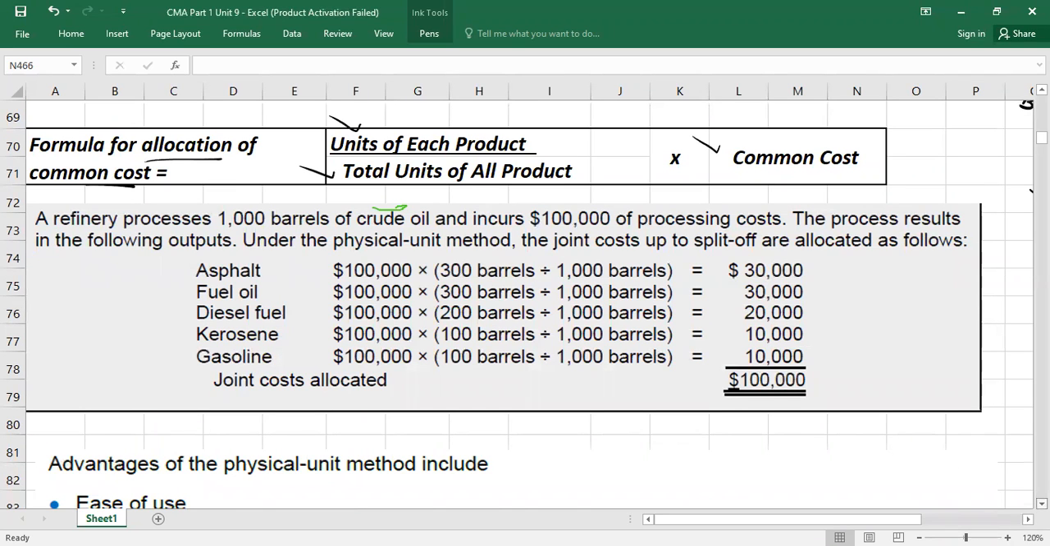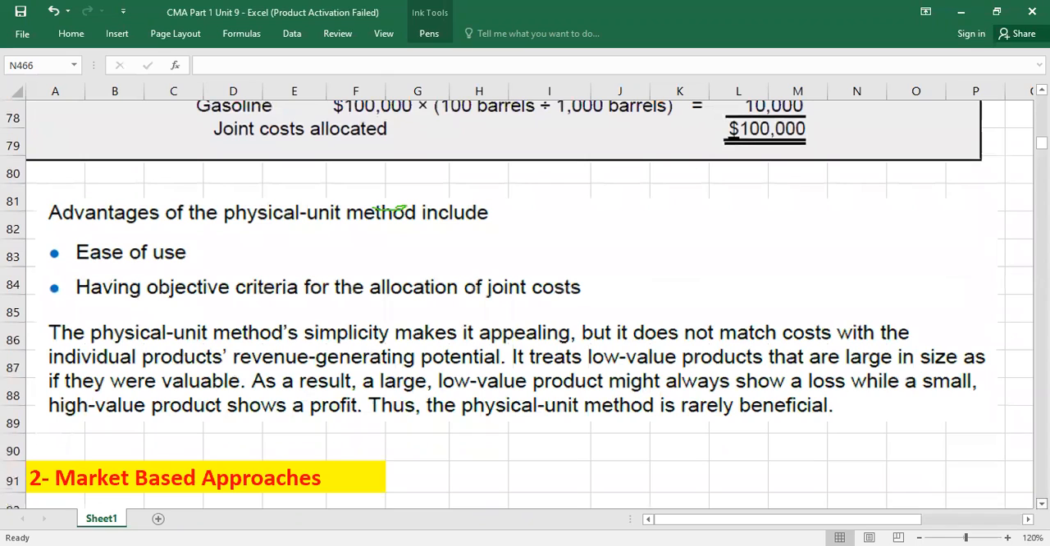Now here we have some advantages and disadvantages of this method. Also remember, please, I need your concentration. I'll share this sheet within the group, you can download it from there. First advantage is ease of use. This method is easy to apply. Understood? Second advantage is having objective criteria for the allocation of joint cost. Objective criteria means we are using something solid, like units, kilograms, or quantity, to allocate the common cost.